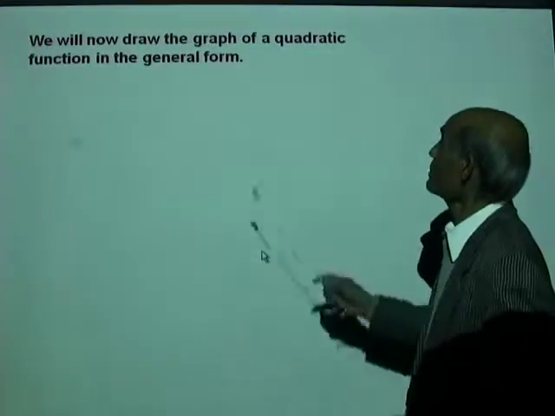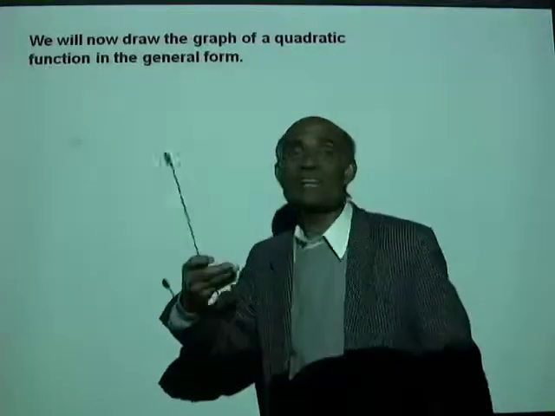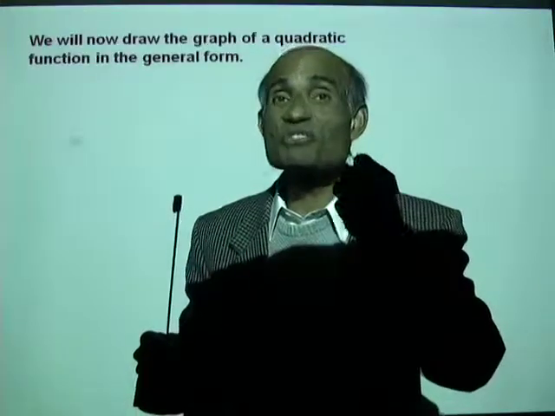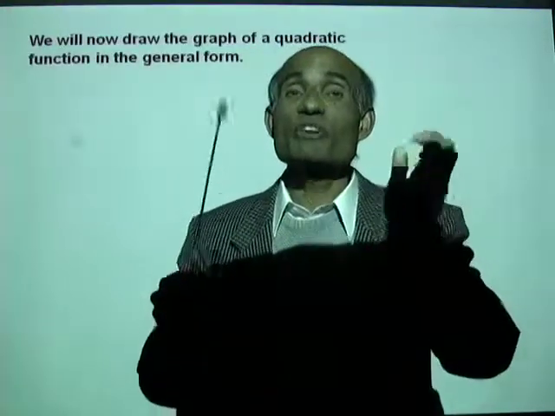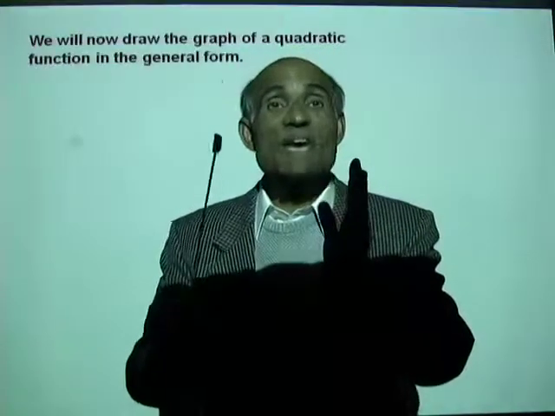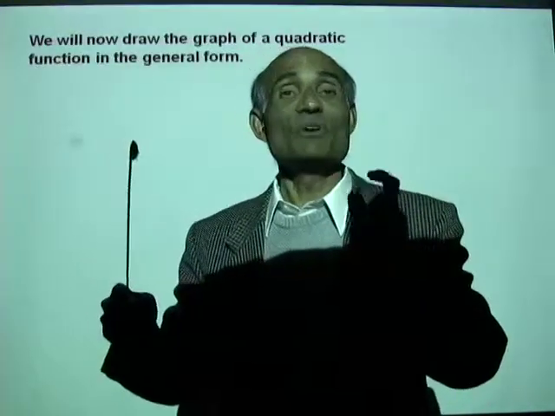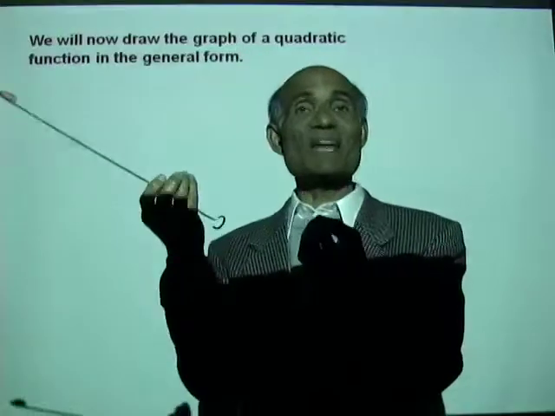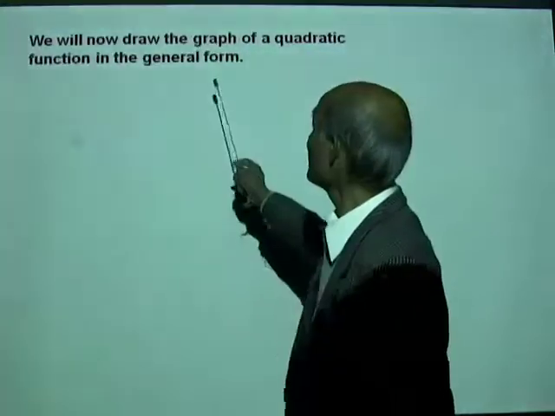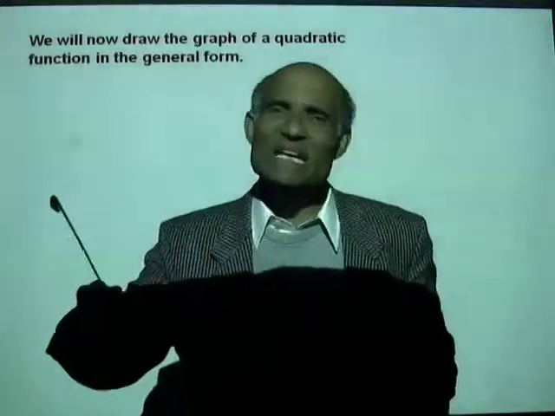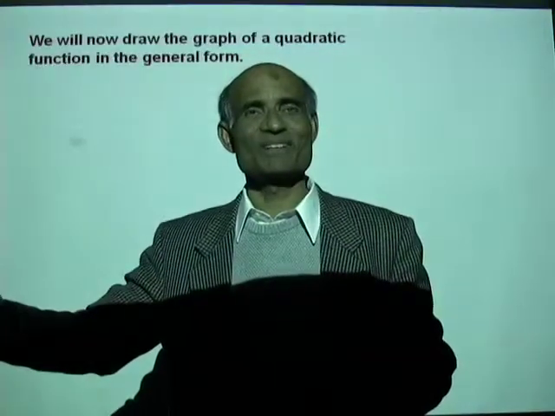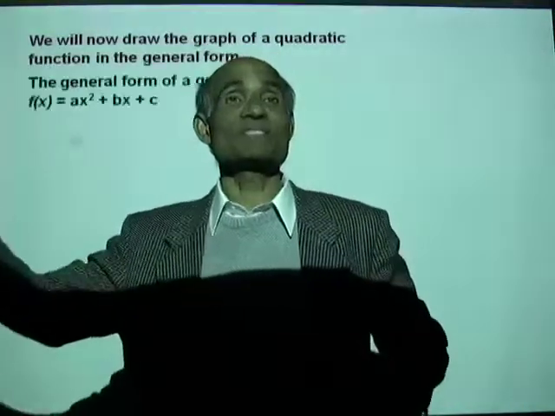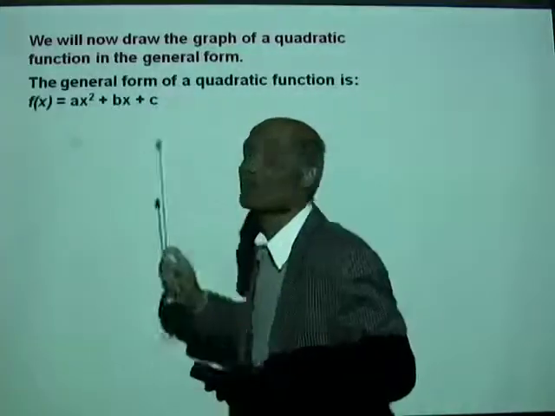Alright, we will now draw the graph of a quadratic function in the general form. So far we were drawing the graph of quadratic functions in the standard form, which is f(x) = a(x - h)² + k. What is the advantage of the standard form? It gives you the vertex right away, h and k. But if you have the equation in the general form, what do you think is the general form of a quadratic equation? The general form will be ax² + bx + c.